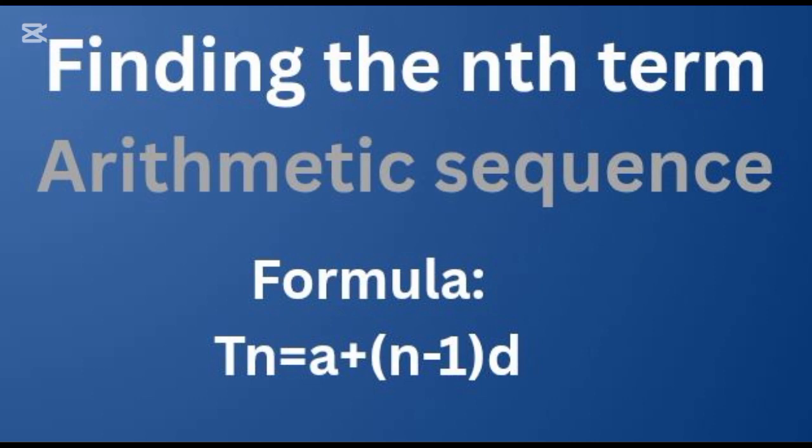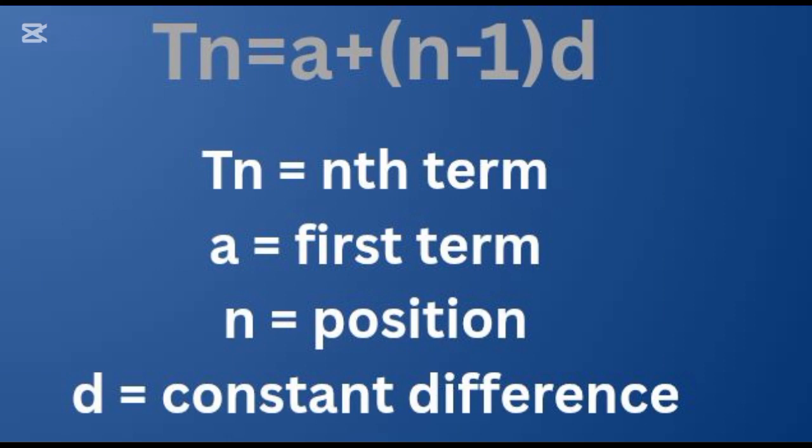So this is the formula. Tn is equal to a plus open bracket n minus 1 closing bracket d. I'm going to show you in the next slide what all of these mean. Tn means the end term. So this means any general term in the sequence, and then a is the first term.